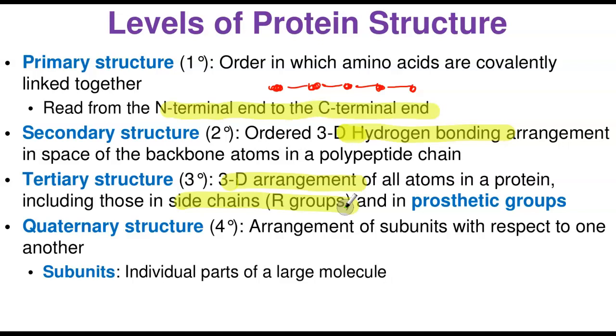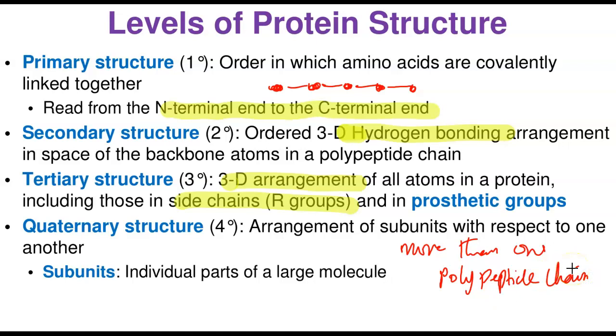And the quaternary structure simply means you have a particular protein that has more than one subunit. More than one subunit, you have more than one polypeptide chain. That's what we mean. So simply here, you can just say, in this kind, you have more than one polypeptide chain. Now, when these polypeptide chains fold on each other and interact, what happens?